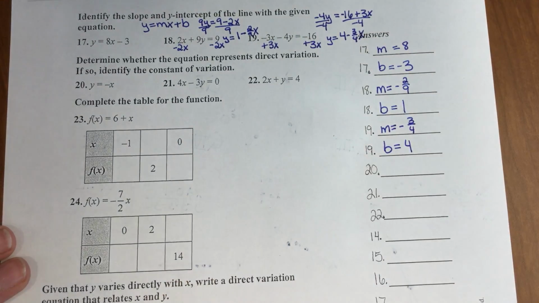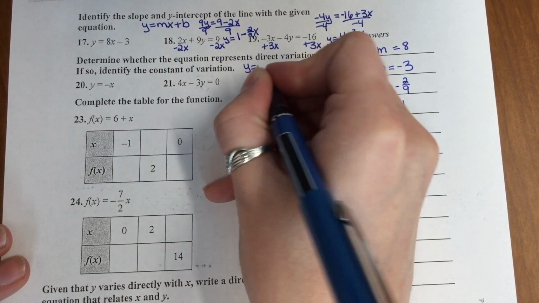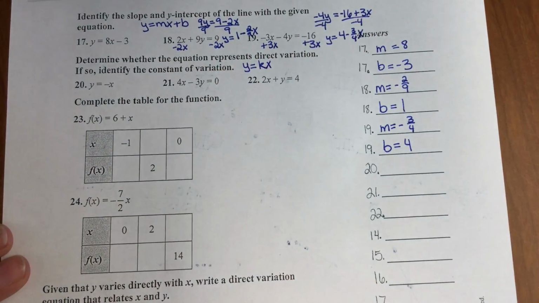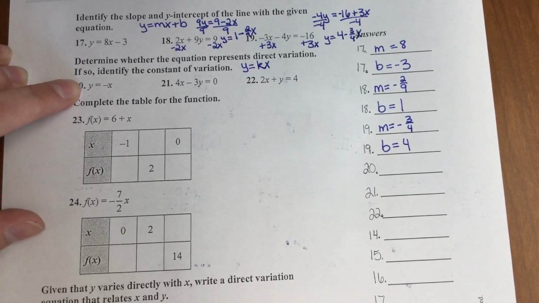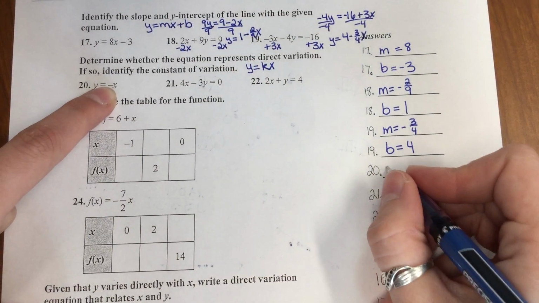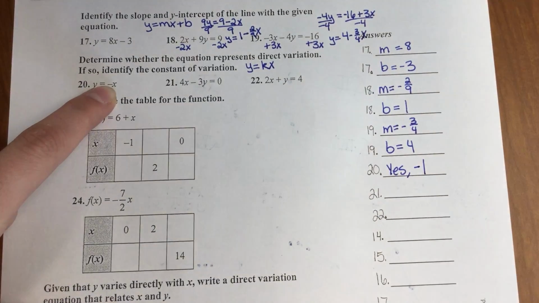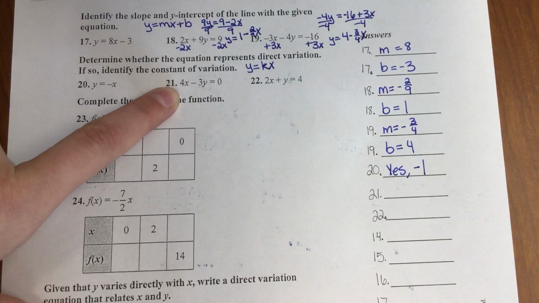Okay, determine whether the equation represents direct variation. y equals kx. That first one, it looks exactly like that, only the k is an invisible number, so yes. And that invisible number is negative 1, so that's the constant of variation.